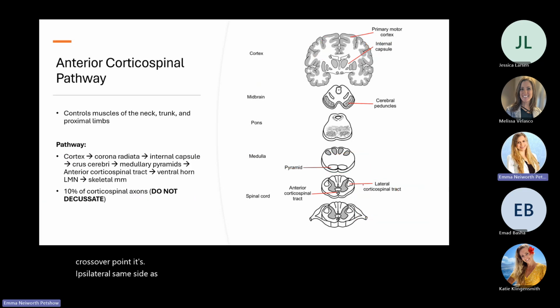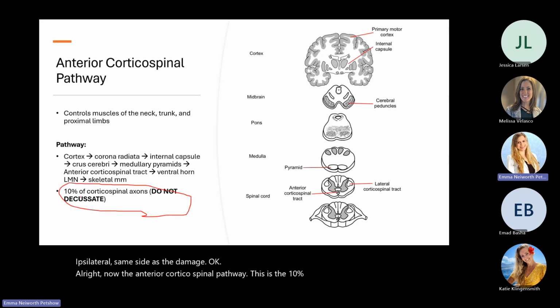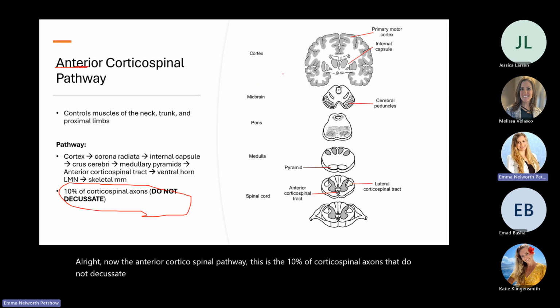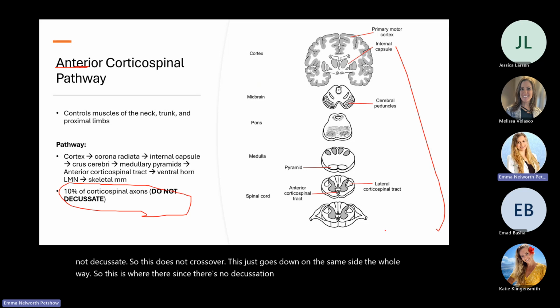Okay. Now, the anterior corticospinal pathway, this is the 10% of corticospinal axons that do not decussate. So this does not cross over. This just goes down on the same side the whole way. Since there's no decussation, if there's damage, it's going to be on the same side as the damage because there's no crossover point. So if I've damaged the anterior corticospinal pathway, which controls the muscles of the neck, the trunk, and the proximal limbs, it's going to be same side. It's going to be ipsilateral. Okay. So when in doubt, that's a quick and dirty way that you could differentiate.